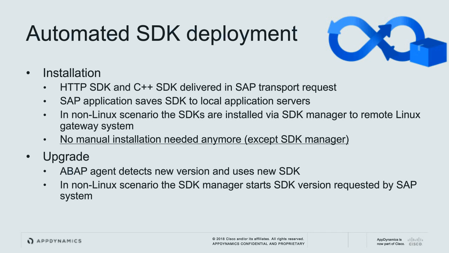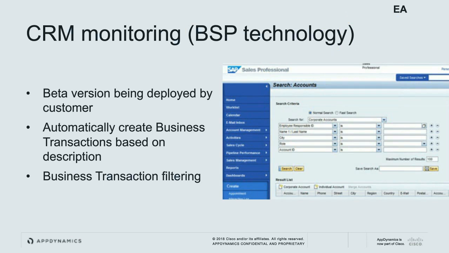The other thing that we delivered is CRM monitoring. We've actually had several customers testing and using this, but we can support BSP technologies, and we can automatically create business transactions for standard BSP pages. So this is something that's really helpful, as there is a lot of SAP CRM out there. In fact, I believe it's the second most popular CRM system in the world. So if you're using this, I encourage you to check out this new functionality.